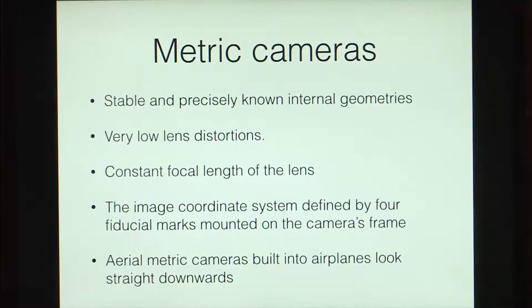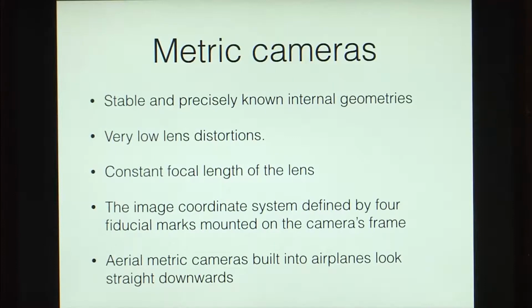So, it has very precisely known internal geometries, and these internal geometries are also very stable, which means that if you are taking this camera out in an aeroplane, these geometries are not going to vary. So, they will be very watertight. This camera would also have very little lens distortion. It would have a constant focal length of the lens. So, the focal length of the lens is also not going to vary. For instance, in the case of our eyes, the focal length of the lens varies, but in the case of a metric camera, it will have a precise focal length that will not change.